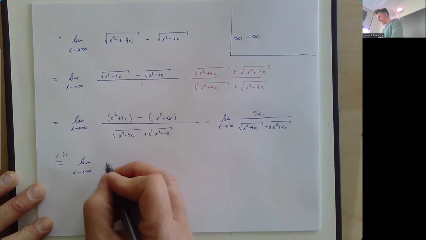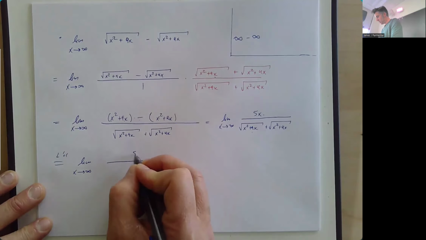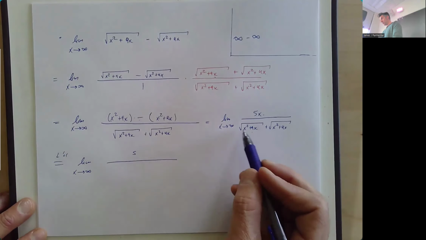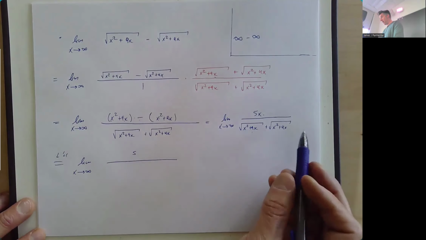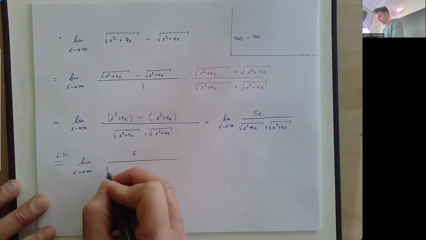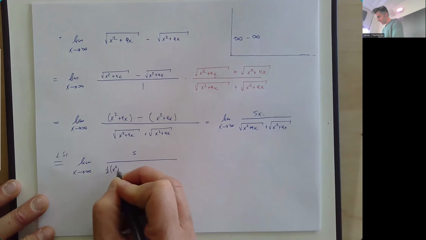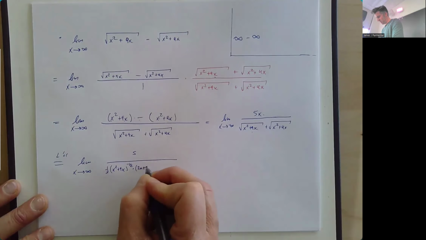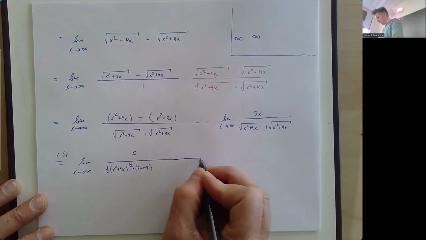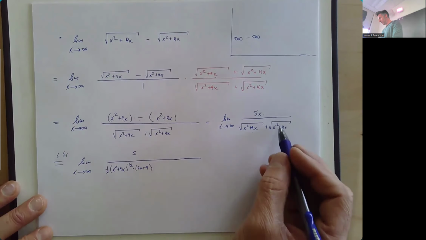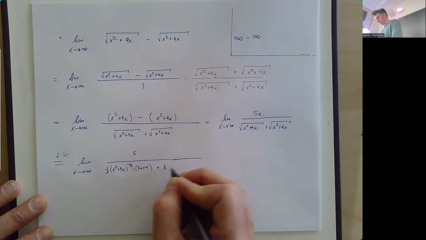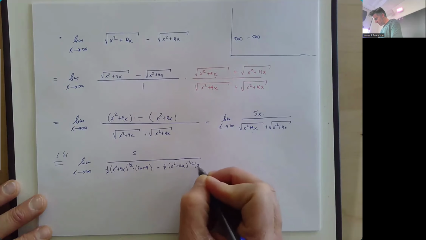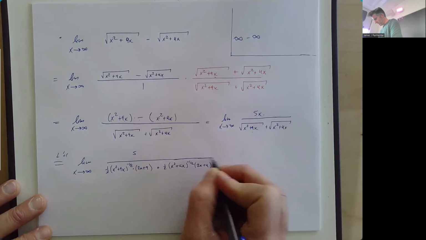the derivative of the top is 5. And I'm imagining each of these things as something to the 1/2. So the derivative of x squared plus 9x to the 1/2 is going to be 1/2 times x squared plus 9x to the negative 1/2 times 2x plus 9. That seems terrible. And then same thing here, the derivative of that's going to be 1/2 times x squared plus 4x to the negative 1/2 times 2x plus 4. Ooh, that does not seem better.